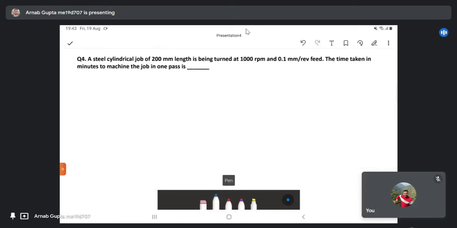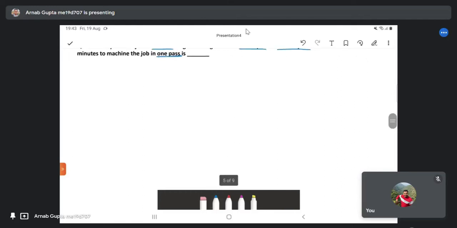A steel cylindrical job, the next question: a steel cylindrical job of 200 length is being turned at 1000 rpm at 0.1 millimeter per revolution speed. The time taken in minutes to machine the job in one pass. So this is important here. What happens in case of multi-pass turning, that also I will explain.